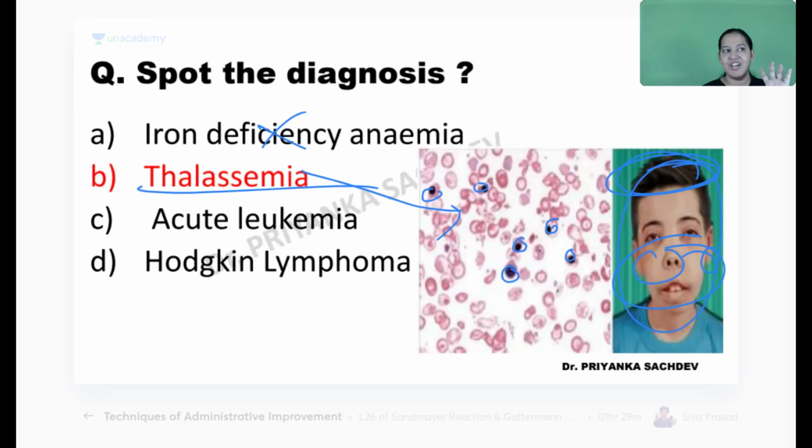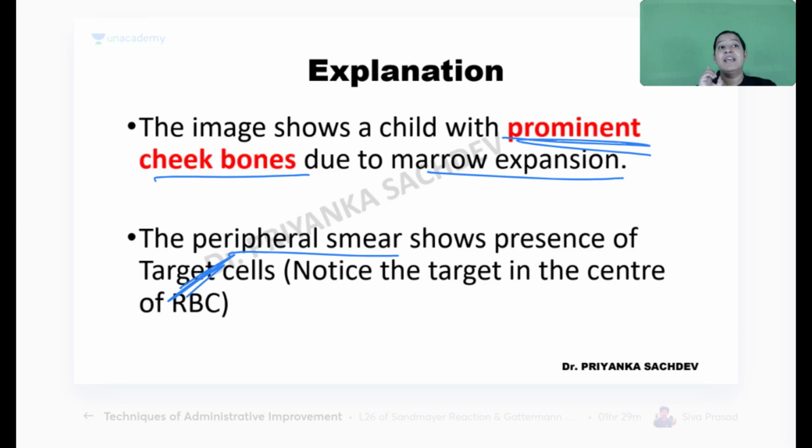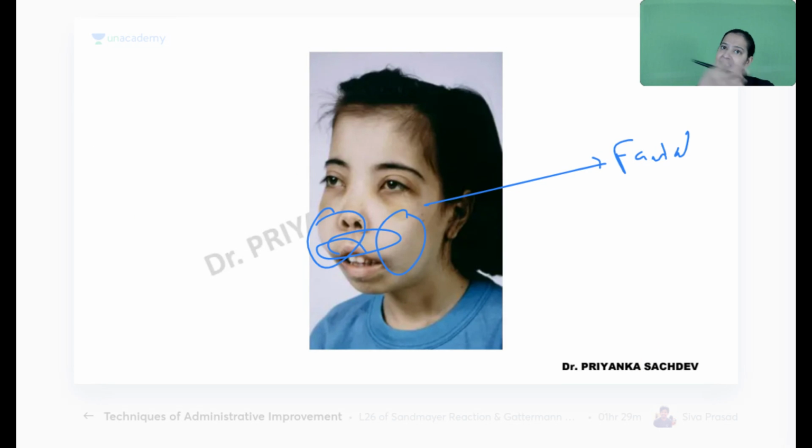In IDA, this is not the picture. In acute leukemia, there is no such picture. The facial appearance will not be so typical. These typical facial features, you will understand just by looking at them.